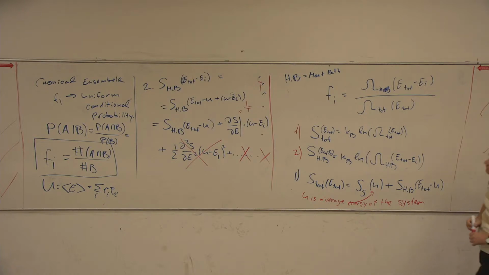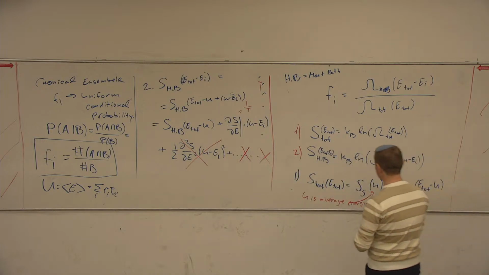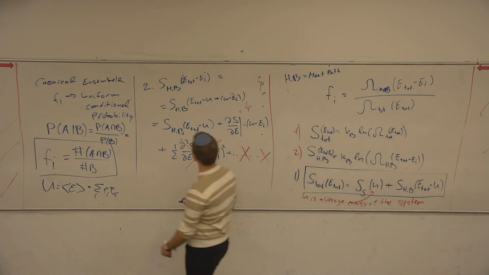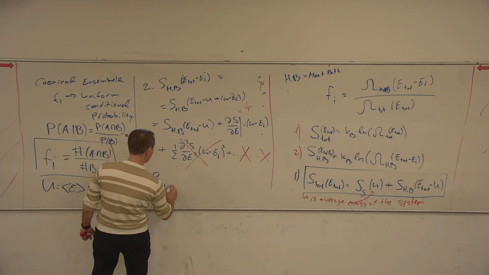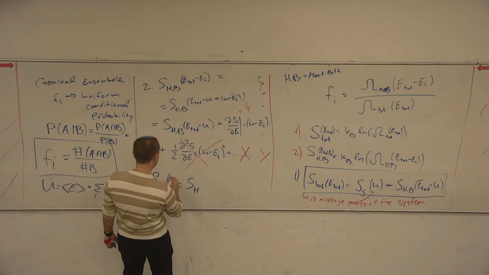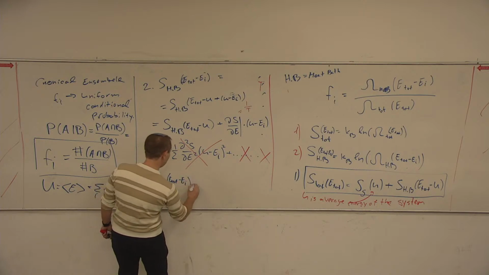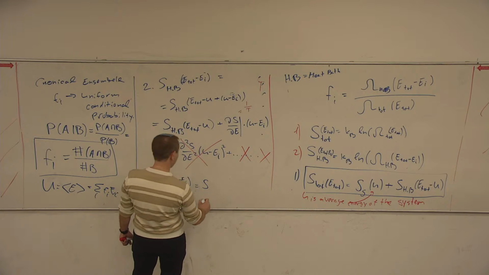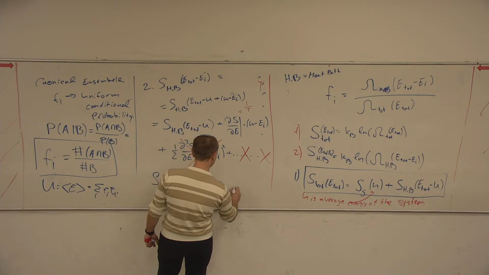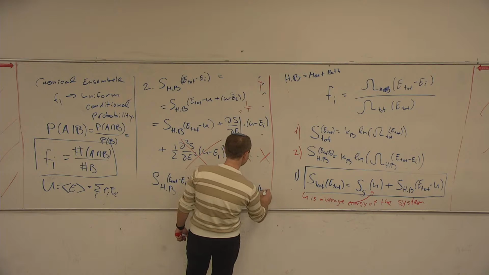Okay, so we arrived at the following result. So one was this. And the second representation is that S of heat bath at E total minus EI equals S of heat bath of E total minus U plus 1 over T times U minus EI.